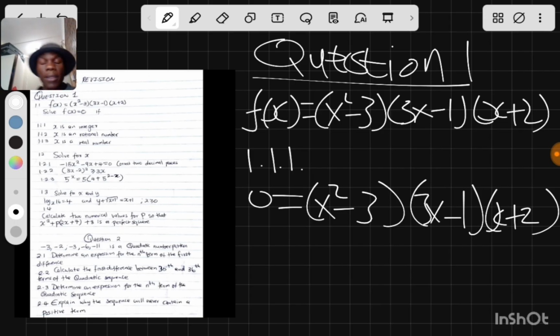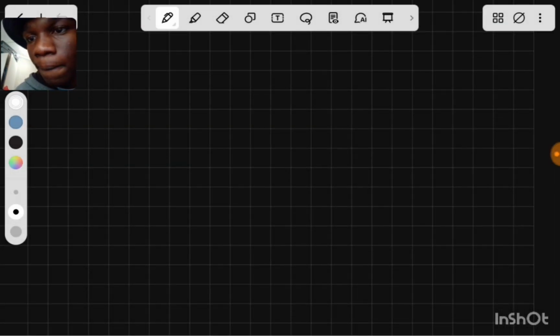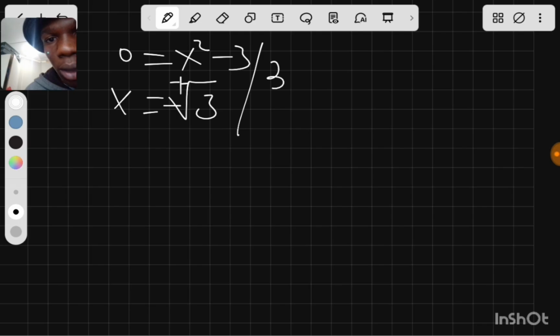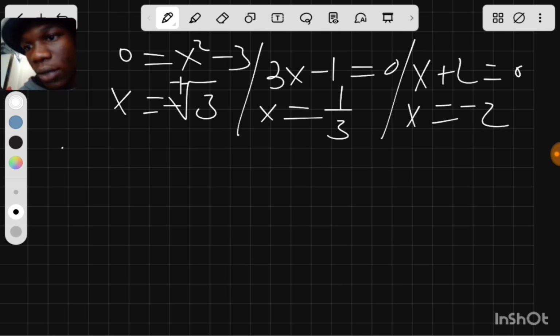So I'm going to equate each pair of brackets with 0, so that we can solve for x. 0 is equal to x squared minus 3, so x is equal to plus or minus the square root of 3. Or 3x minus 1 is equal to 0, so x is equal to 1 over 3. Or x plus 2 is equal to 0, so x is equal to minus 2. Therefore, our integer is x equals minus 2.